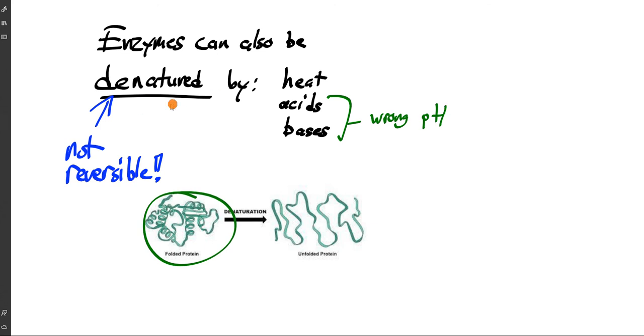This denaturing, or sometimes we just say cooking, because it's the same thing that happens when you cook eggs or meat, which are proteins. That process is not reversible. When you cool down an egg, you don't get a raw egg. You just get a cold cooked egg. The protein has been denatured. And remember, enzymes are proteins.